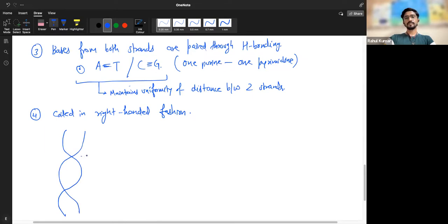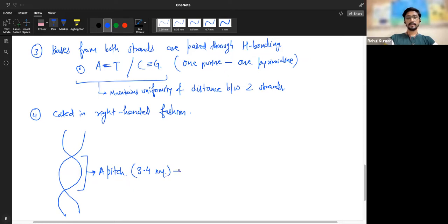So from this point to this point, it's called a pitch of DNA. Is it clear? From one coiled region to another, it's called a pitch of the DNA. And write down, the pitch of the DNA helix is exactly 3.4 nanometers.